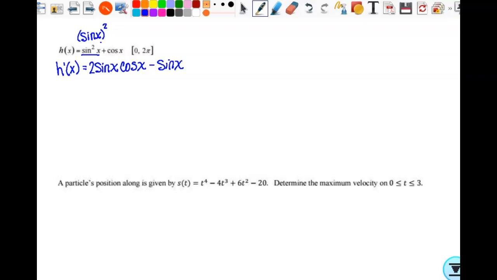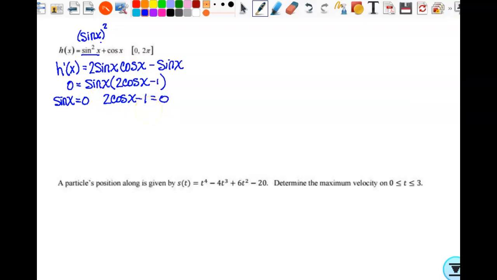Okay, so now I need to find my critical points. I do that by finding the zeros of the derivative. So I set this equal to 0. 0 equals, and I can factor out a GCF here. My GCF is the sine of x. That leaves me with 2 cosine of x minus 1. We agree with that? Okay. So then, zero product rule: sine of x equals 0 and 2 cosine of x minus 1 equals 0.